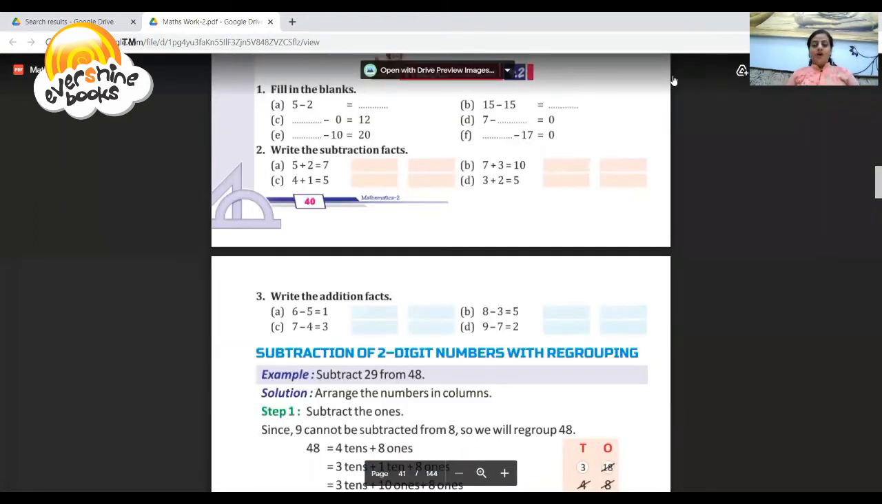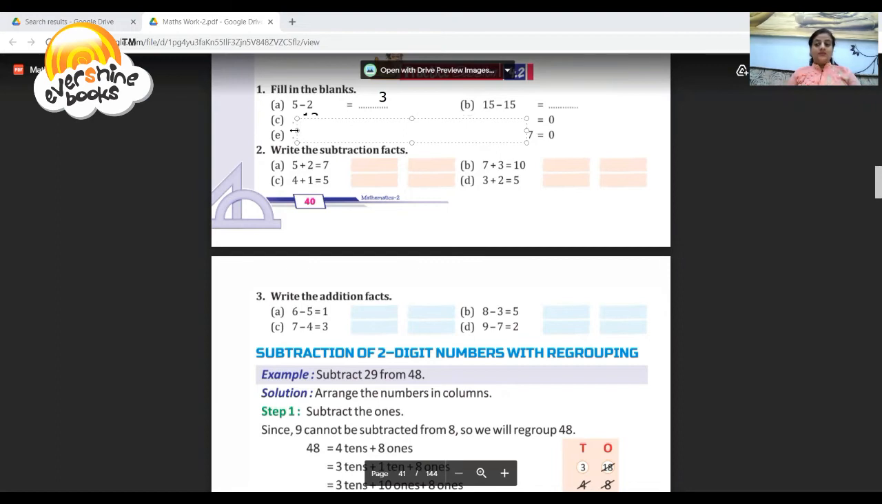Now we are doing our exercise number 4.2. In that, we are going to do it mentally. Fill in the blanks. 5 minus 2 is 3. We can write the answer directly. Minus 0 is 12. The number itself, like 12 is the number, and if we take away 0 from that, the number itself will come.